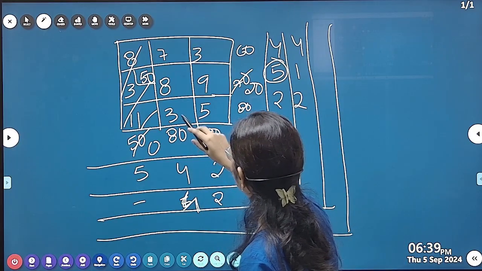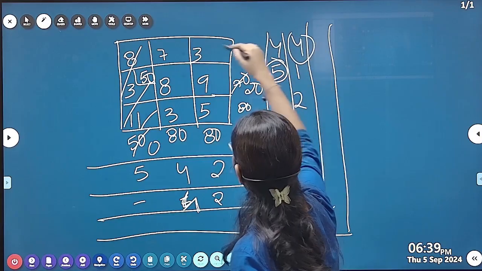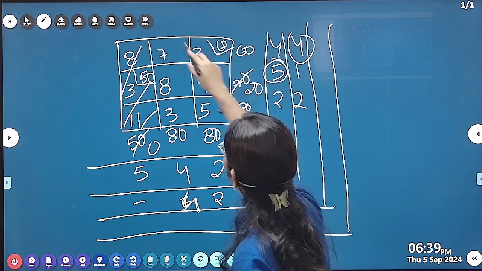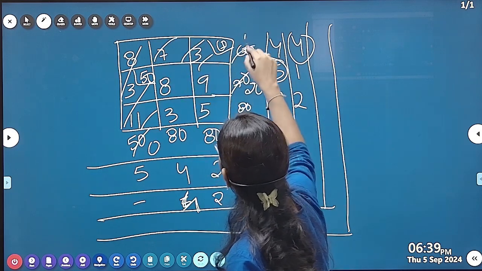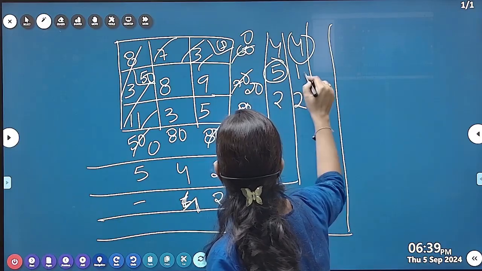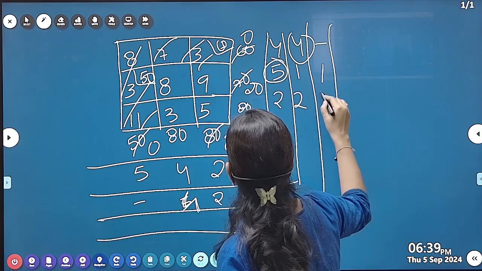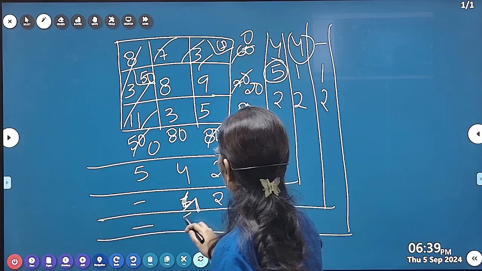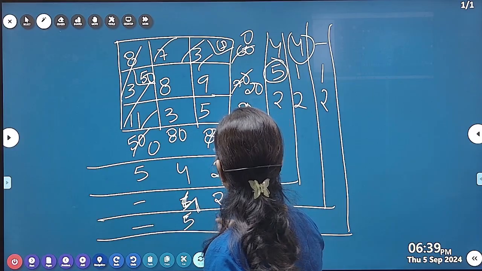We have chosen this 3, right? So now you will choose this one. So here we need 60. So this will become 0. There are still 20 more units. Next 8 minus 1 and 3 minus 5, 2. 8 minus 3, 5. 9 minus 5, 4.